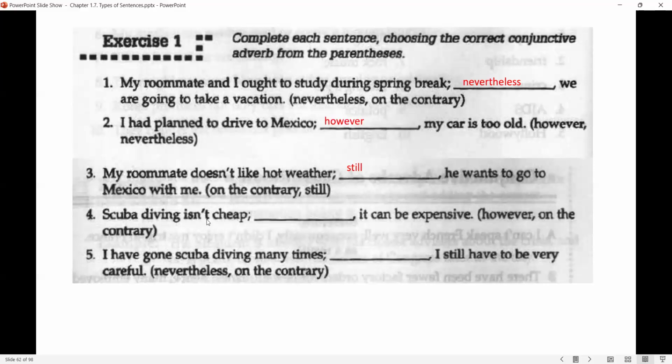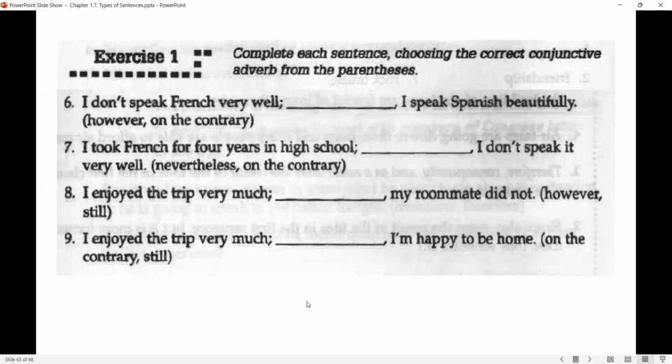Scuba diving isn't cheap. On the contrary, it can be expensive. So here you just show that the opposite is true. I have gone scuba diving many times. Nevertheless, I still have to be very careful. All right? More sentences, please pause the video and answer the questions by yourself. When you're ready, check with me.